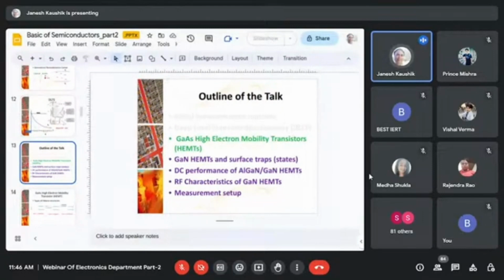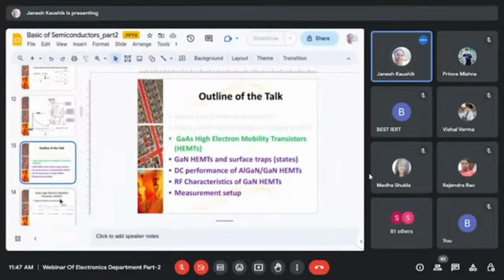So here what we do is separate the dopants from the channel, and that is the technology which was developed long back, and it has given us the freedom to design very high mobility transistors. In fact, gallium arsenide HEMT has a mobility of 8,000 centimeter square per volt second. It's a very high value.